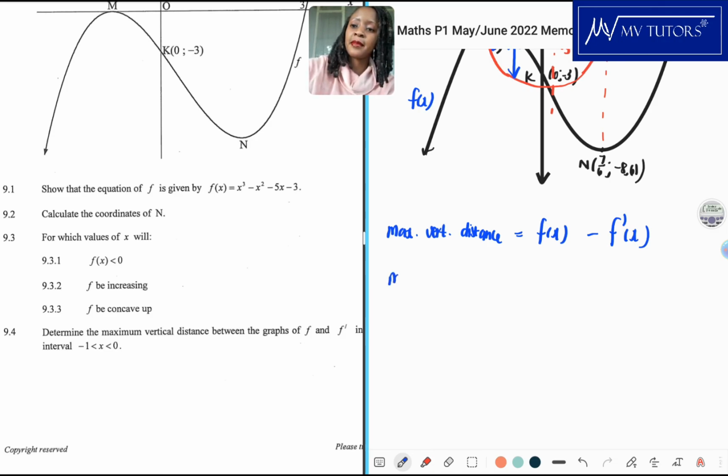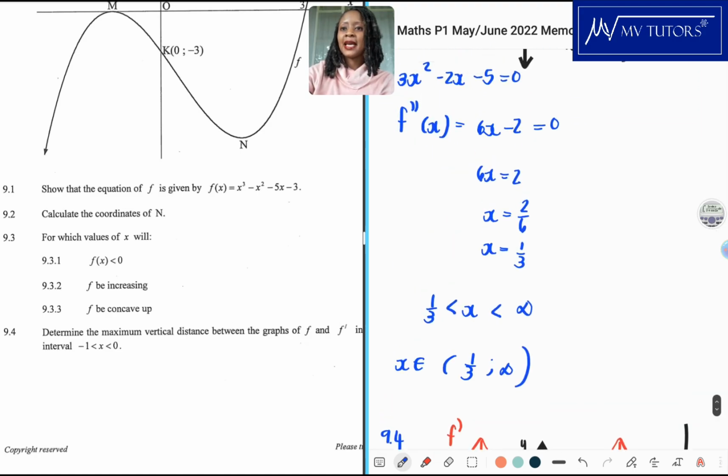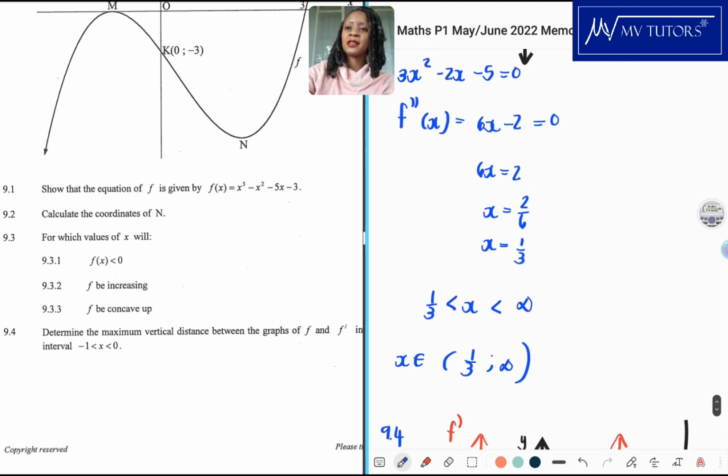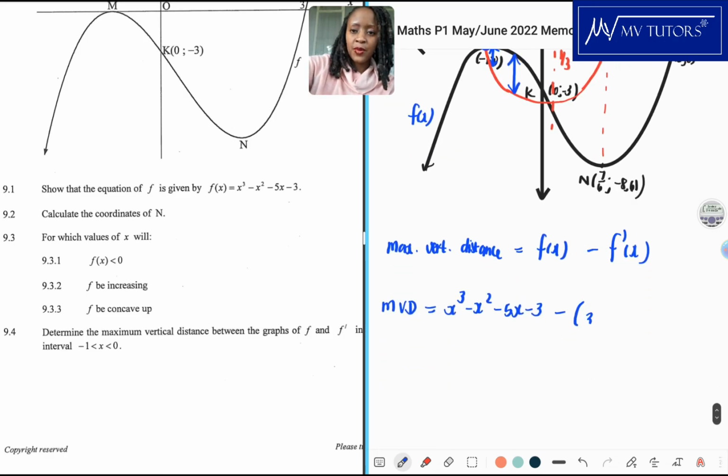I'm just going to say maximum distance, MD. Okay, MVD, maximum vertical distance. Yeah, let's say that MVD. So f of x, we have it as x cubed minus x squared minus 5x minus 3, and then f prime x, we had it as 3x squared minus 2x minus 5. So 3x squared minus 2x minus 5. Oh, I didn't actually have to go look for it. I could have just worked it out here.